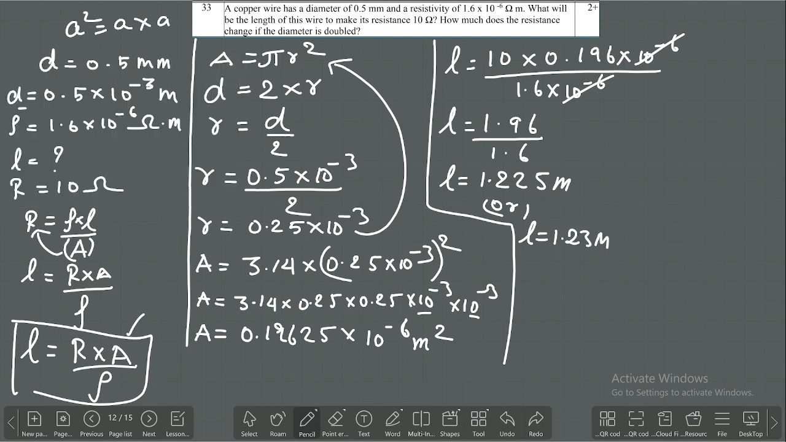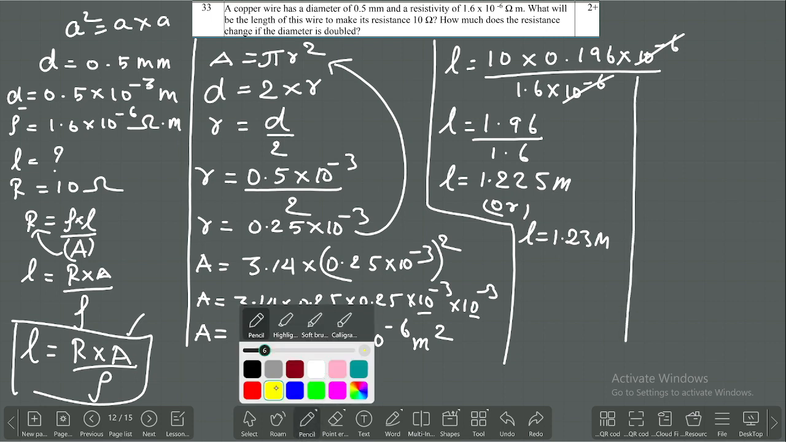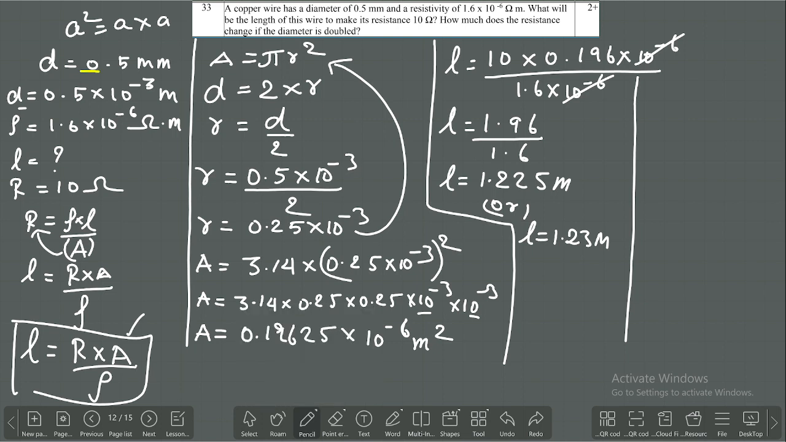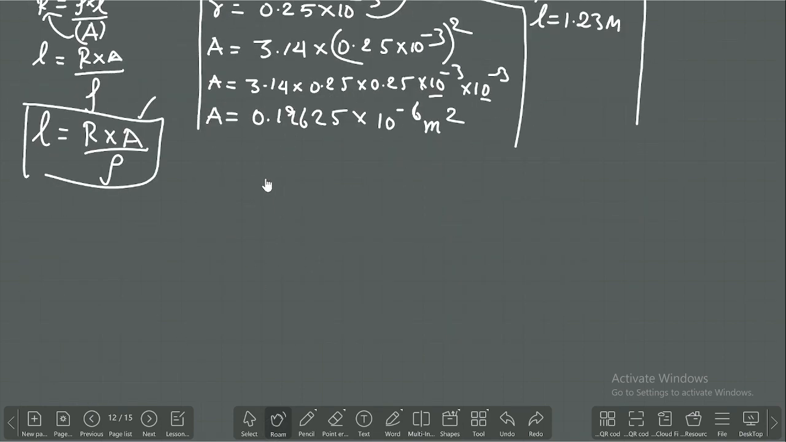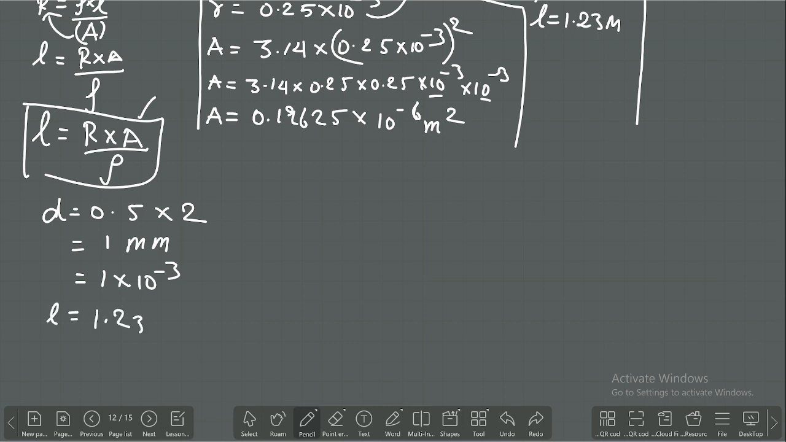Now we calculated the length of the wire. So now in the second half of the question, what is said: how much the resistance will change if the diameter is doubled. Initially the diameter of the wire is given as 0.5 millimeter. Now if you are going to double that, we need to write D is equal to 0.5 into 2. So 0.5 into 2 becomes 1 millimeter. Again convert this one, 1 into 10 to the power of minus 3. L value as we calculated earlier, L is equal to 1.23 meter.